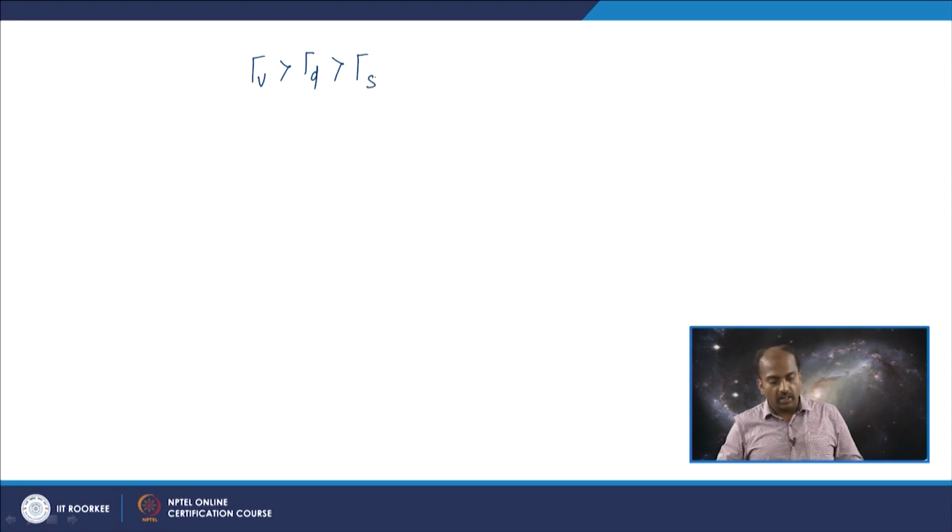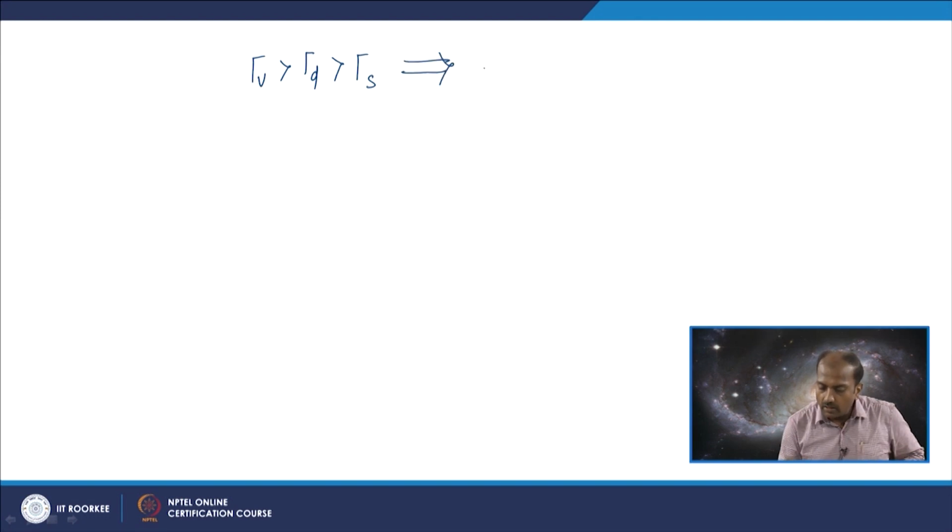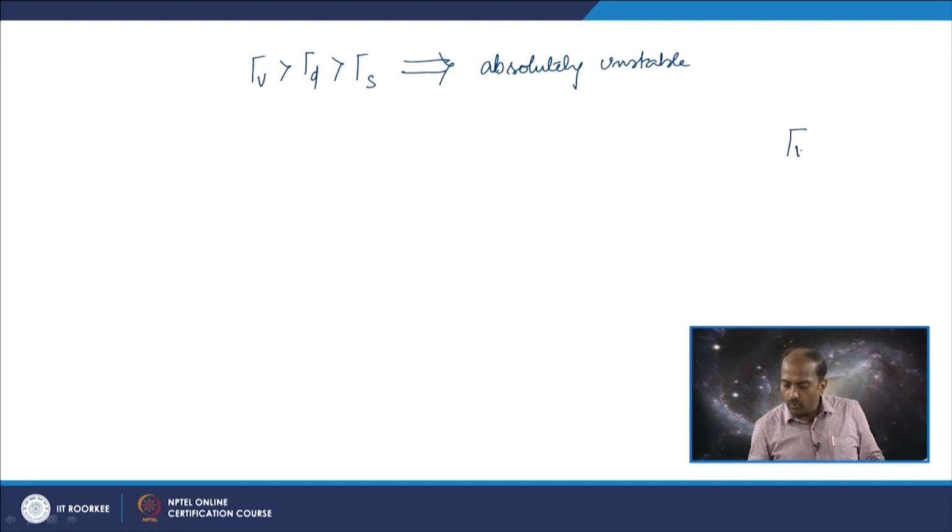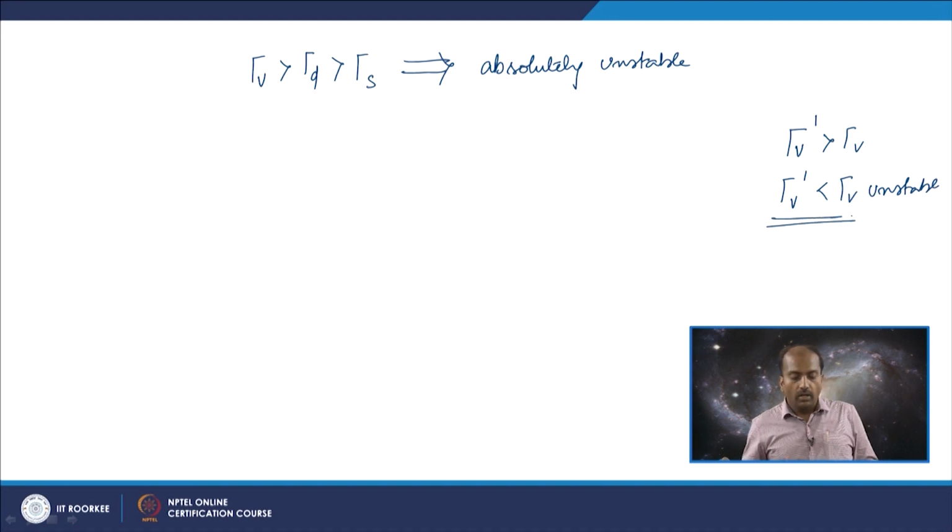So, if the temperature change with respect to height of the environment is greater than the dry adiabatic lapse rate, it is also greater than gamma s. In that case, this condition is called absolutely unstable. Just to remember, our condition was gamma v prime greater than gamma v for stable, or gamma v prime less than gamma v for unstable. So, we have written this condition. Gamma v is now larger, so this condition is known as unstable.